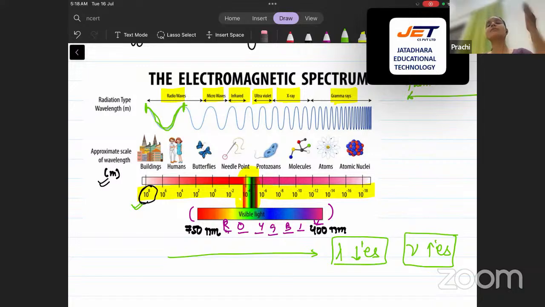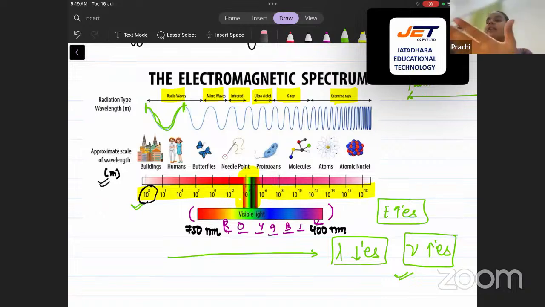So as I am moving from radio to the gamma radiations, the wavelength will decrease, the frequency will increase, and your energy is also increasing. So energy increases, frequency increases, and your wavelength decreases. And that is the reason that gamma rays are very, very harmful for us.